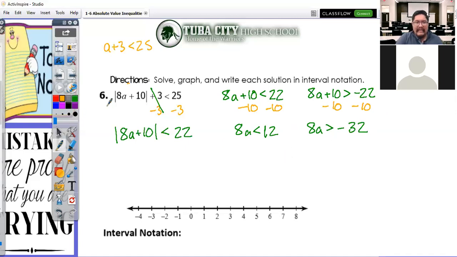Okay, now I got to get that 8 out of there. So 8a, 8 times a, do the opposite or do the inverse. Divide both sides by 8. And I remember, just because you're dividing by a negative, that doesn't mean you flip the sign. So don't flip the sign. We can do 32 divided by 8 because that would be 4, and don't forget the negative.